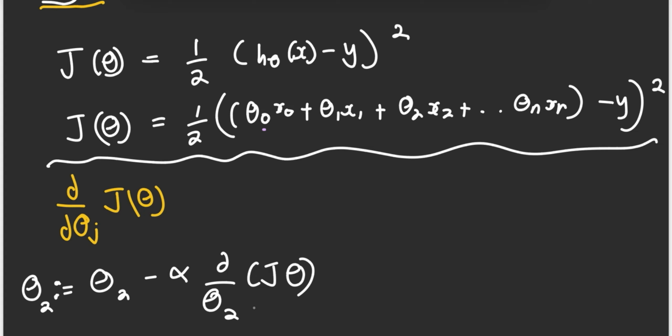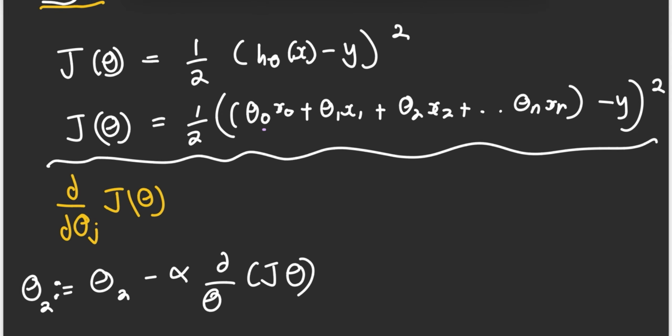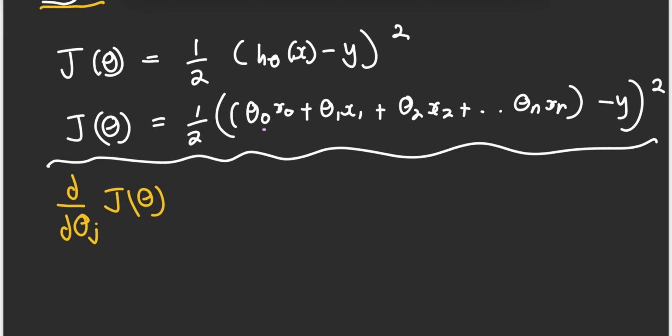So we want to formalize this, right? We want to create some sort of formal way of doing it so that we don't have to do it specifically for each given case. That's why we want to find the partial derivative of J of theta with respect to some unknown theta j, some general theta j. Okay, I hope this makes sense, guys.